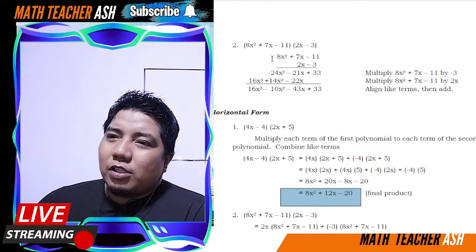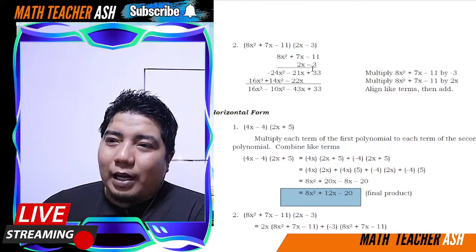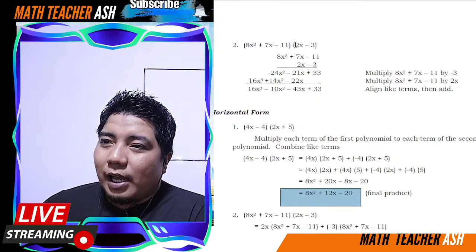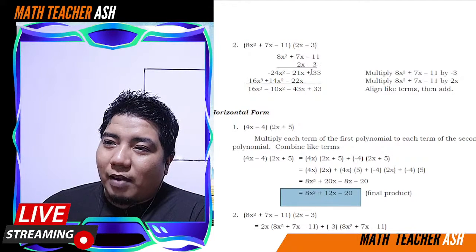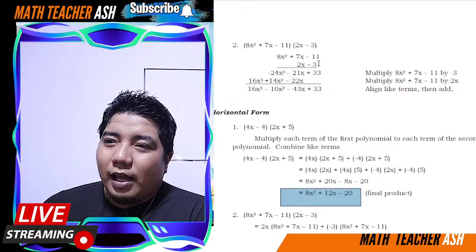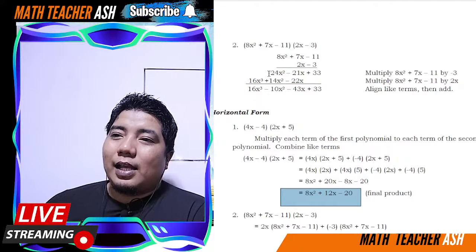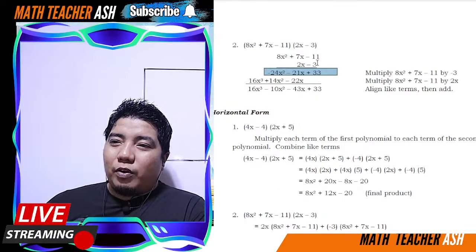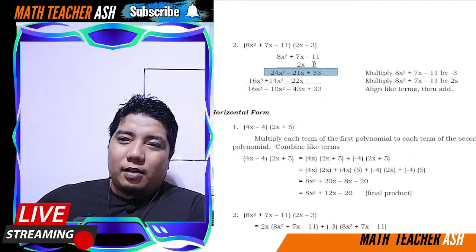Now, the question is, Sir Ash, what if there are 3 terms multiplied by 2 terms? You will still do the same thing, my dear math learners. If vertical, write it here first, then the second, like this. So, negative 3 times negative 11 is positive 33. Negative 3 times positive 7x is negative 21x. Negative 3 times positive 8x squared, the answer is negative 24x squared. So, this is your first result for the first term.